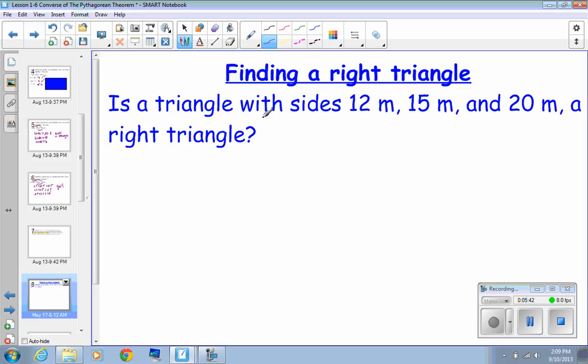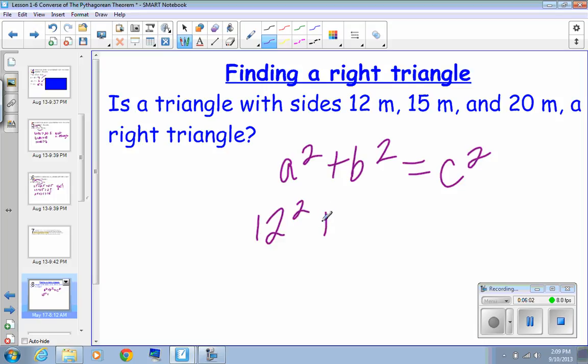So, finding a right triangle. I'm given the sides 12 meters, 15 meters, and 20 meters, and I want to know if these three will make a right triangle. Our largest number is always going to be our hypotenuse, and our two smaller numbers are our legs. So I would try 12 squared plus 15 squared. Does that give me 20 squared?